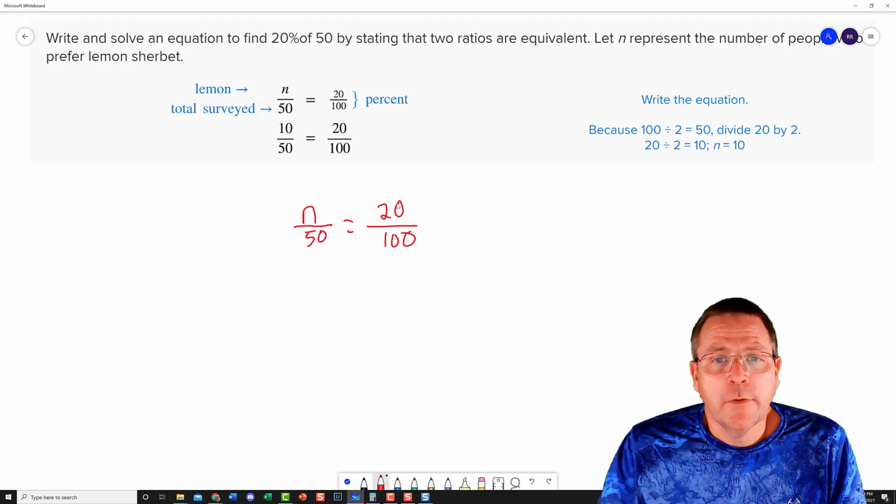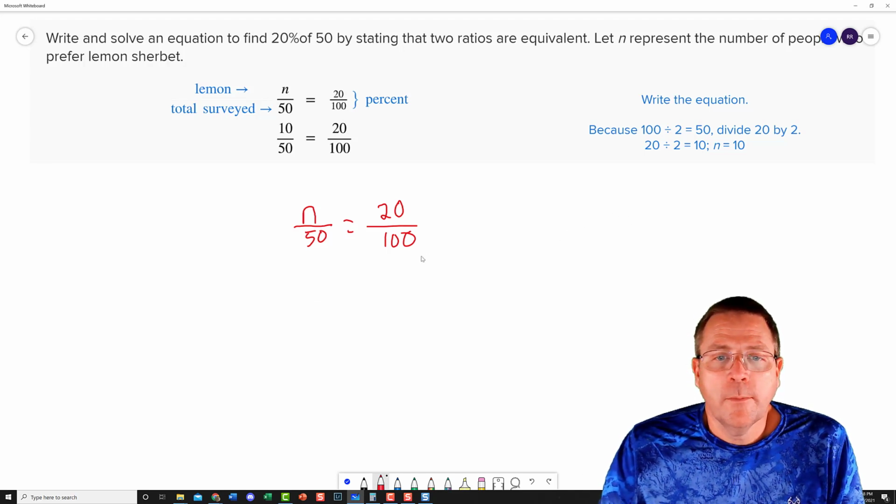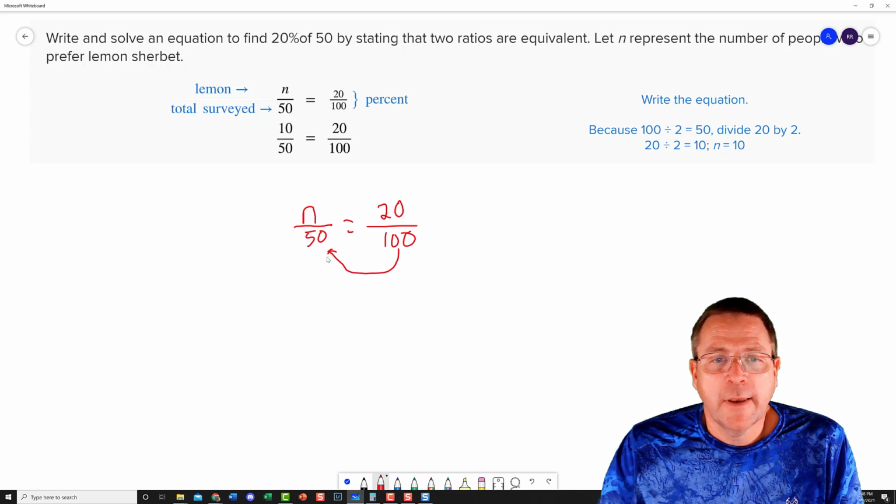They've set it up with your percents on the right and your number of people who prefer the lemon sherbet on the left. So you had 20% liked lemon sherbet out of 100 people, and we want to know, okay, great, how many people is 20% out of 50 people? To do this, what they did is they started by focusing on this aspect of it.